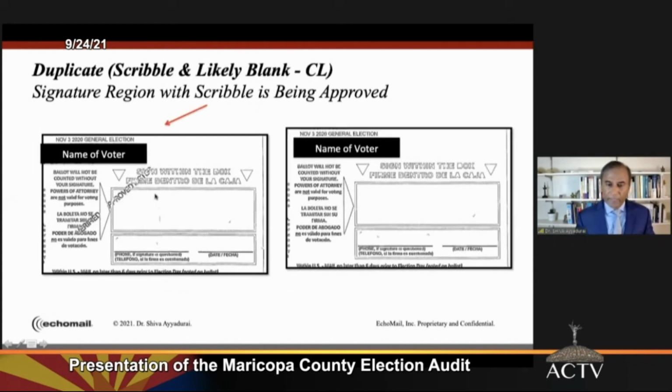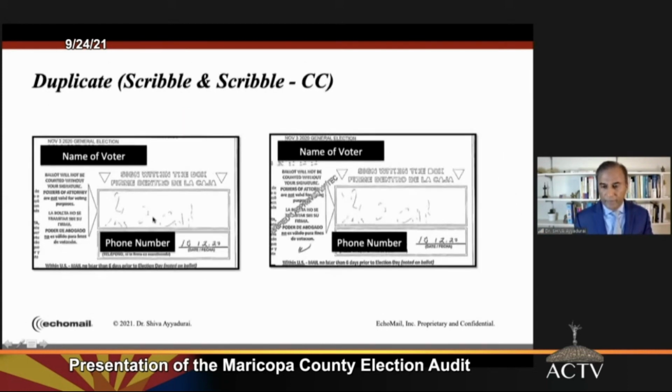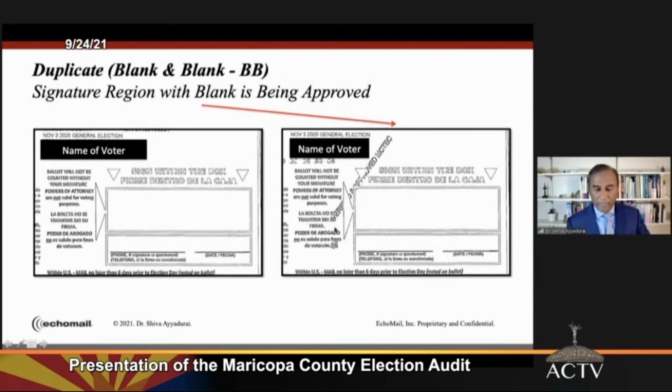Here you have one that's a scribble, a little bit, some stuff here, and a likely blank. And the one with the scribble was approved. Here you have 2 scribbles, and one of them was approved, the exact same ones. And here you have one with a blank, and this blank has been approved.